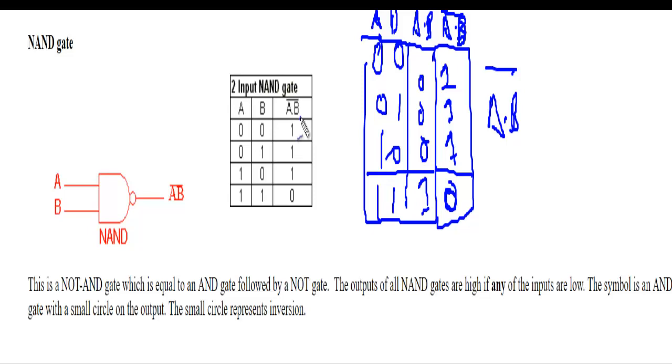That's what is here, the AND ka ulta. So you have an AND gate and put a bubble on the back to make it a NAND, meaning inverse of AND. That means AND followed by a NOT, the bubble.